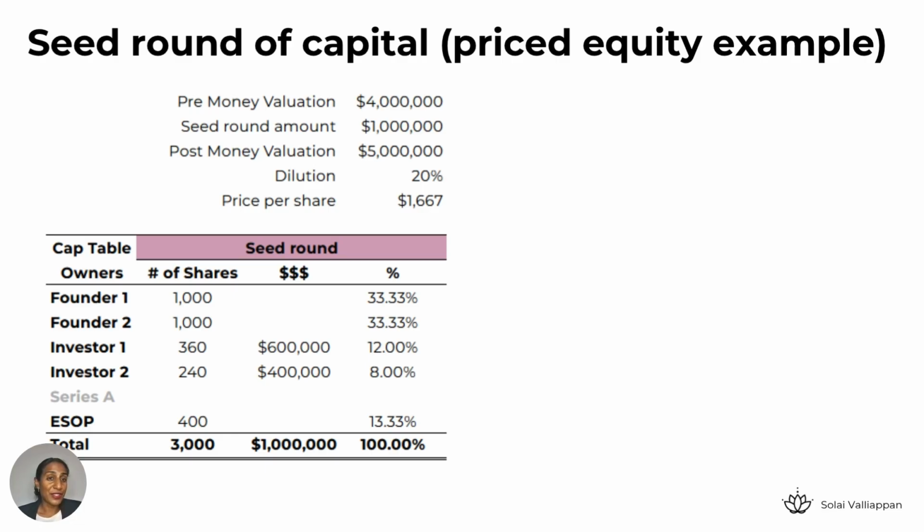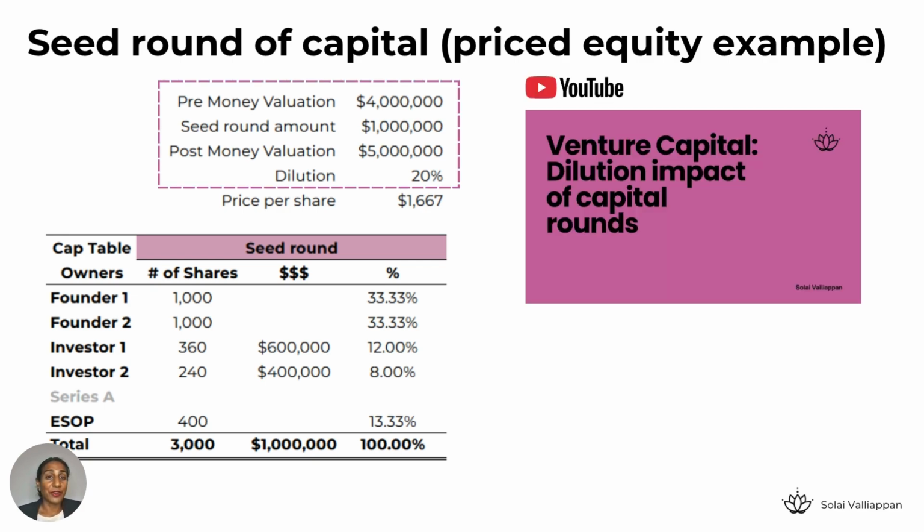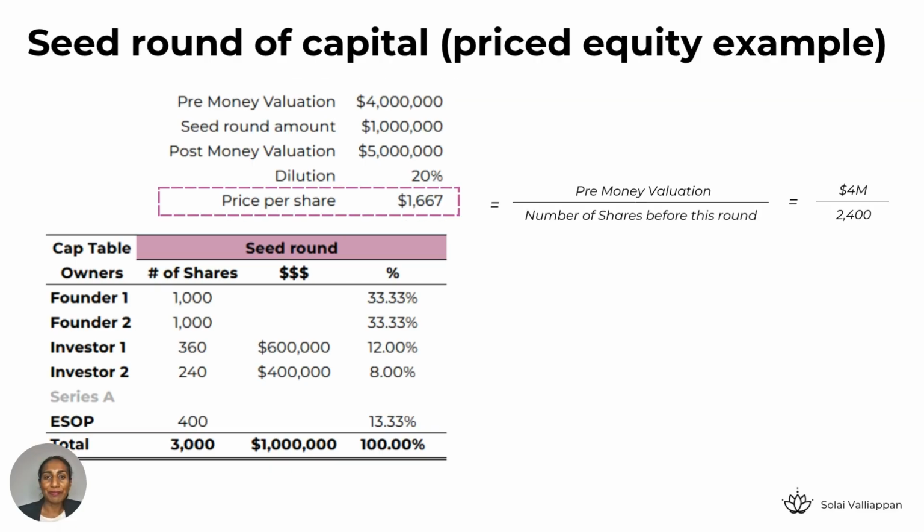So you're ready to raise your first round of capital. You want to raise $1 million with a pre-money of $4 million. We did go through this and how to calculate the pre-money, the seed round, the post-money, and the dilution in my previous video, so I recommend you watch that. It's called Dilution Impact of Capital Rounds. I'll also leave a link in the video description below. But we're going to crack on.